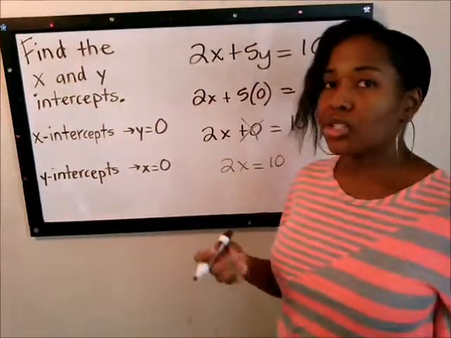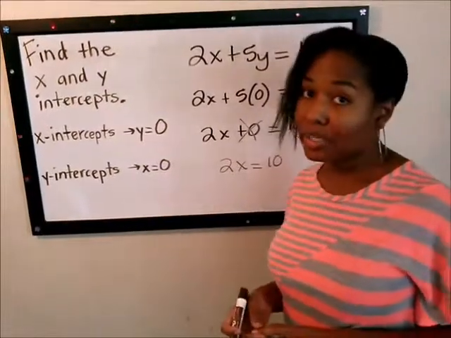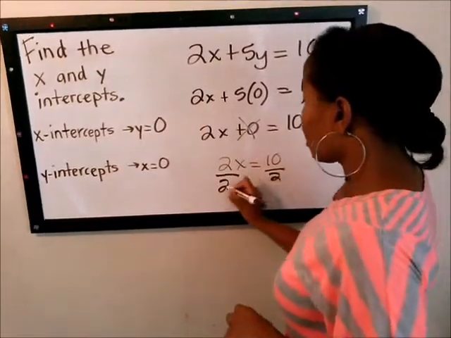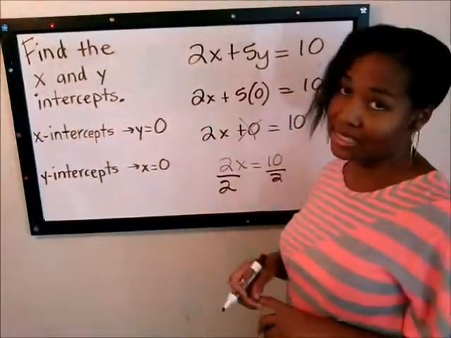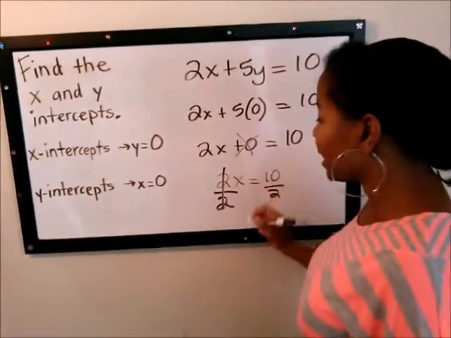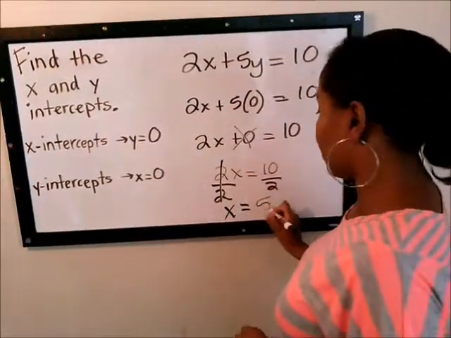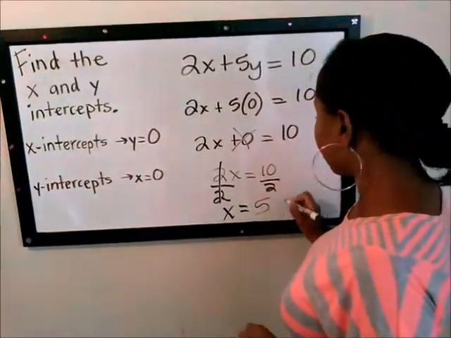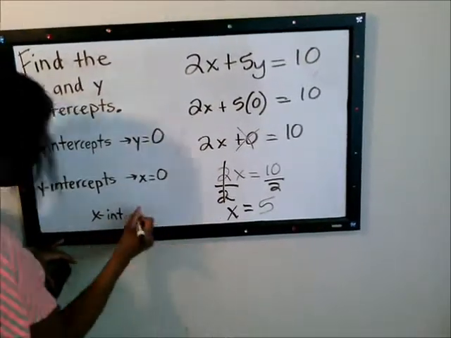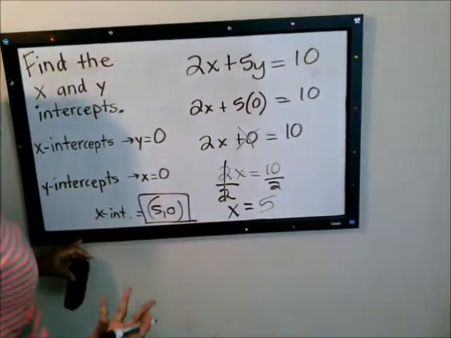Remember, 2x means 2 times x. So in order to figure out what this value is, I have to undo the multiplication with division. So I'm going to divide both sides by 2. The reason I'm dividing by 2 is because I want to get the x by itself, right? What's 2 divided by 2? It is 1, right? 1 times x gives me an x. 10 divided by 2 is 5. So my x-intercept, all right, let's put that over here. X-intercept, I'm just going to abbreviate, is equal to 5, 0. That's my value. Got it?